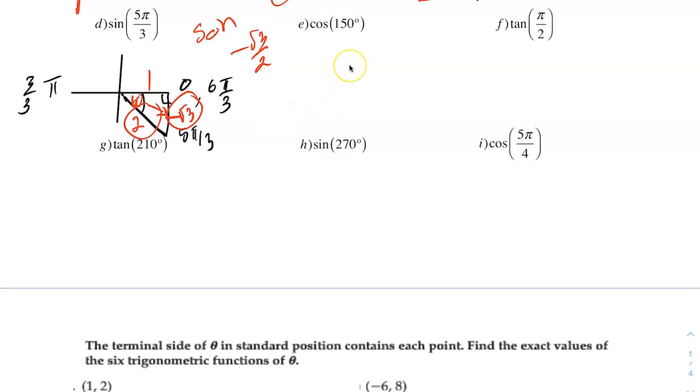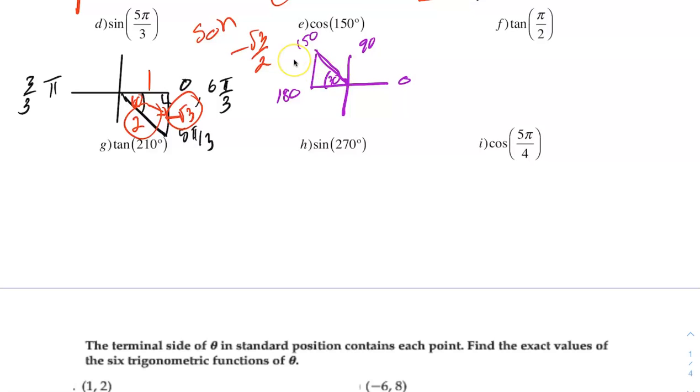Cosine of 150. So again, we can draw it. Here's 0, here's 180. 150, here's 90. 150 would be in here somewhere. Draw a right angle. Then the next thing I do is find the reference angle. So between 150 and 180, it's 30. Since that's 30, you should know the sides.